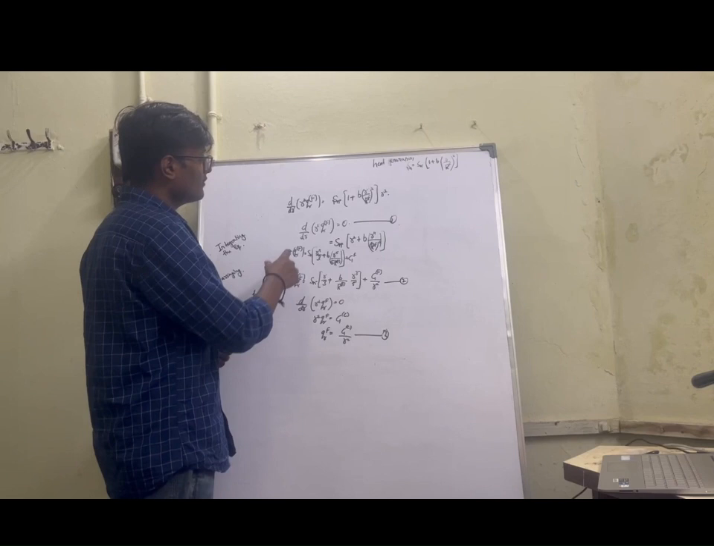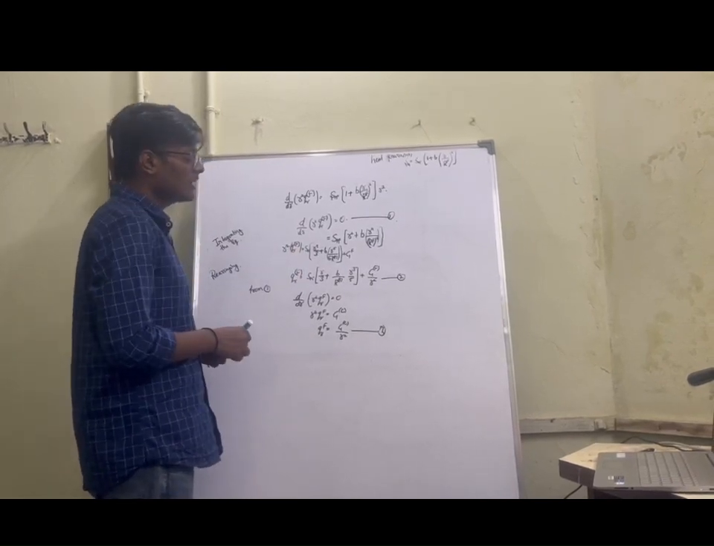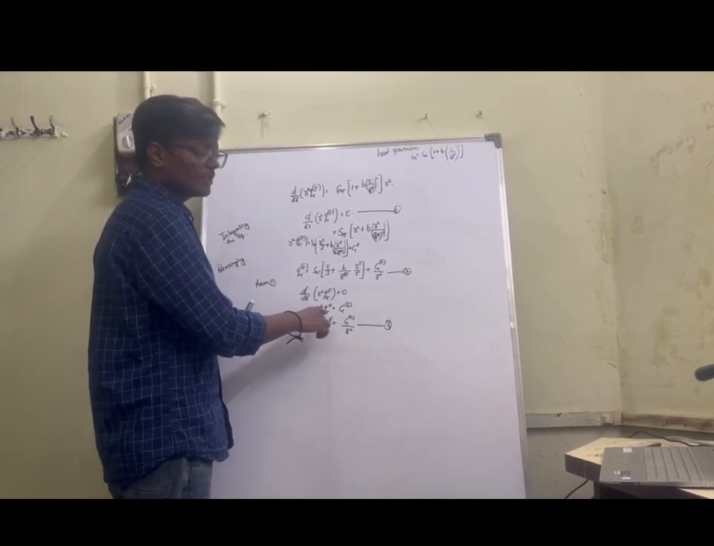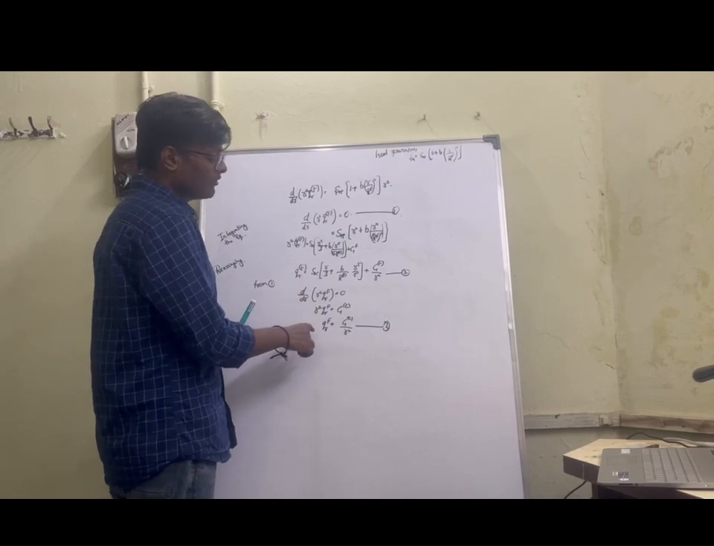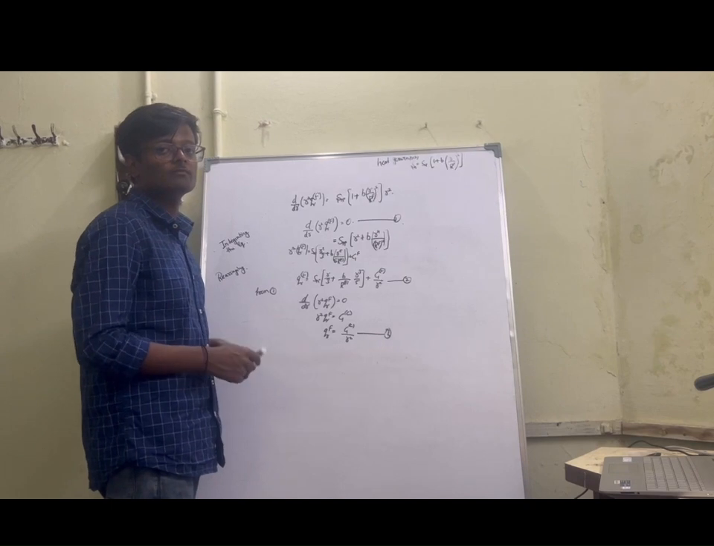From the first equation, we will integrate this one. After integrating this, we get r square QRF is equal to C1f, which is QRF is equal to C1f divided by r square.